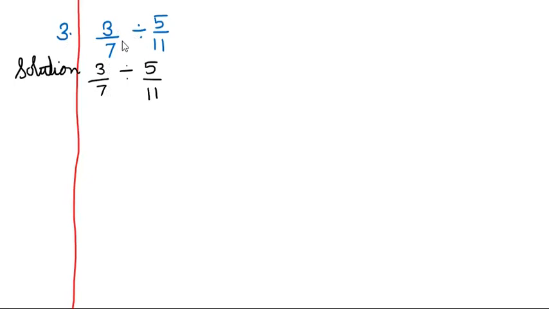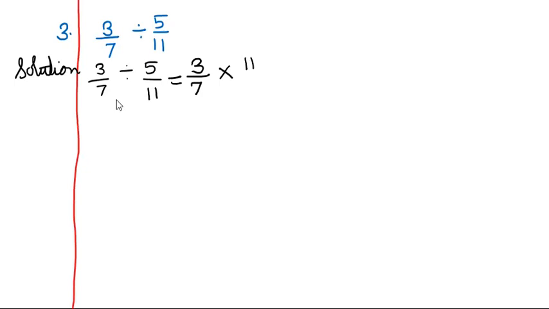3 upon 7 divided by 5 upon 11. So here we will start with the solution. I have written the question here, and now let us divide this. So it is equal to the first fraction, 3 upon 7, we will write as it is. The division sign we are going to write as multiplication, and the second fraction's reciprocal, that is 11 upon 5.